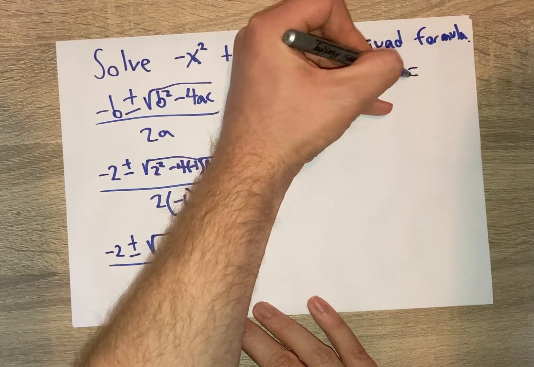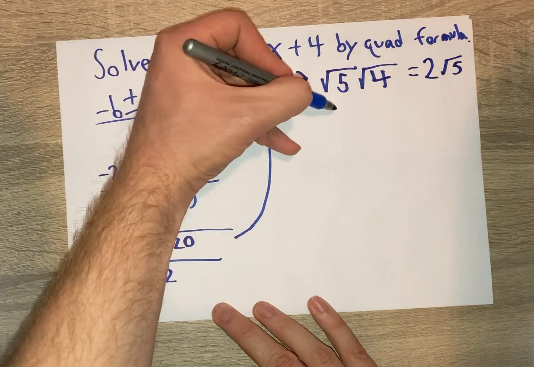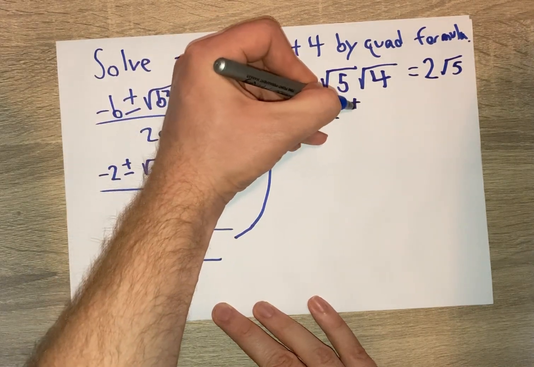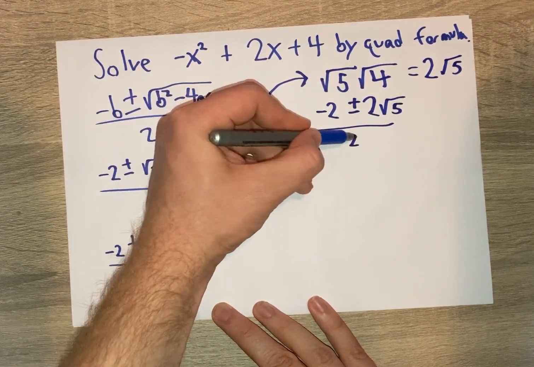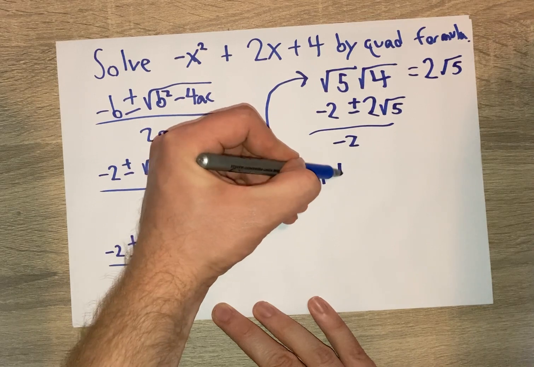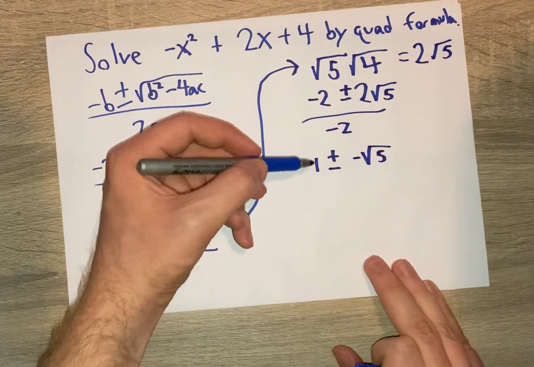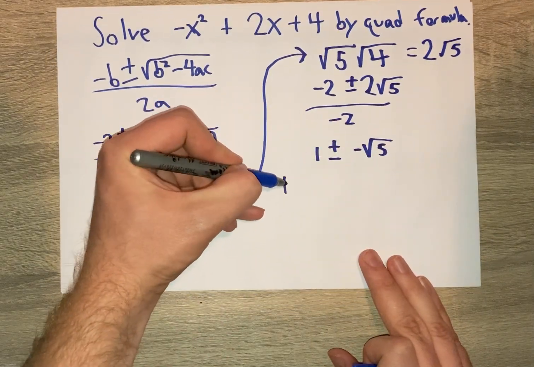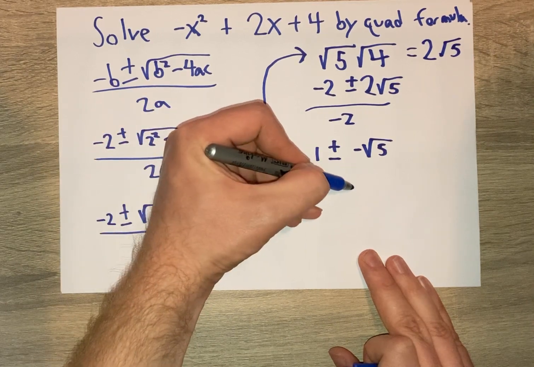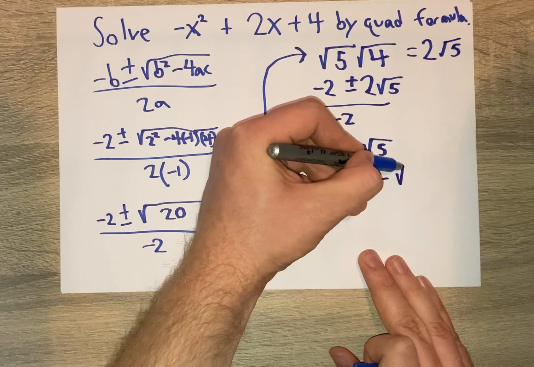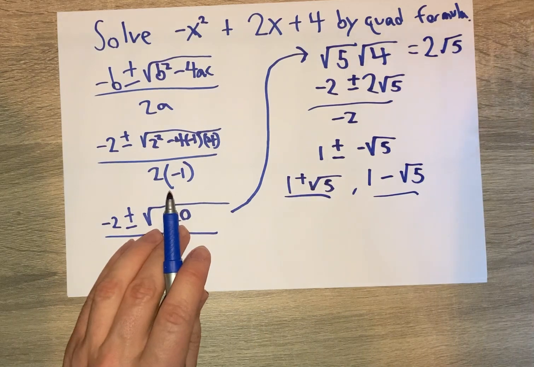So then that becomes 2 root 5, and that's what we're going to write instead of root 20 from now on. Negative 2 plus or minus 2 root 5 over negative 2 simplifies to 1 plus or minus negative root 5. And this is going to give us our two answers now. So it's 1 plus root 5 and 1 minus root 5. That's our two x-intercepts. And so how would we graph this?